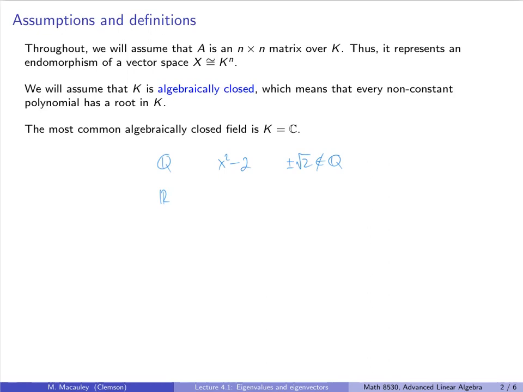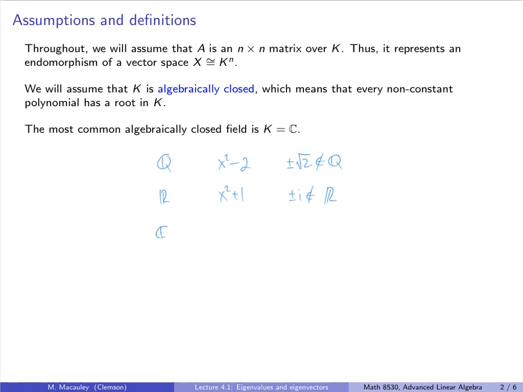The real numbers. Not algebraically closed because x squared plus 1 is a polynomial over R that has roots plus or minus i, which are not in R. And there's many fields between these and bigger than R, which are not algebraically closed as well. So to get something closed, we basically have to throw in all of the roots of polynomials over these lower fields. And if we do that, we get the complex numbers, C.